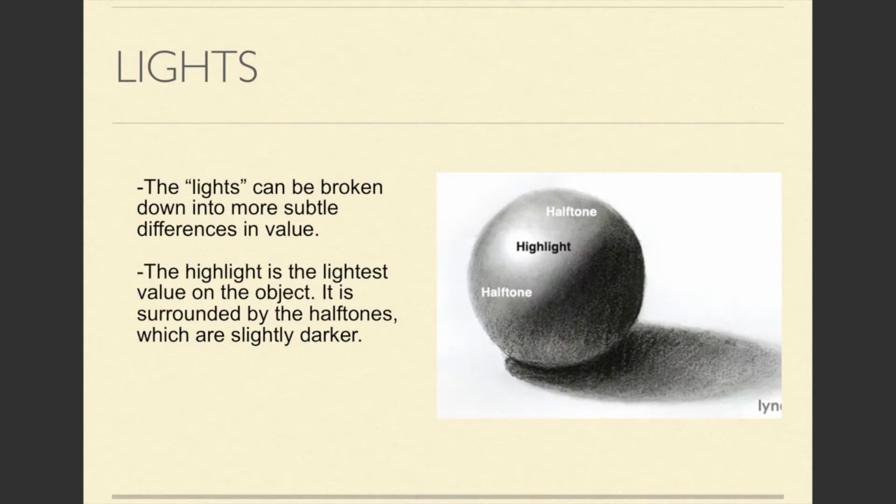Within the lights, we have the highlight and the halftones. The highlight is the lightest value on the object, and the halftones are a little bit darker. There shouldn't be any values that are lighter than the highlight.